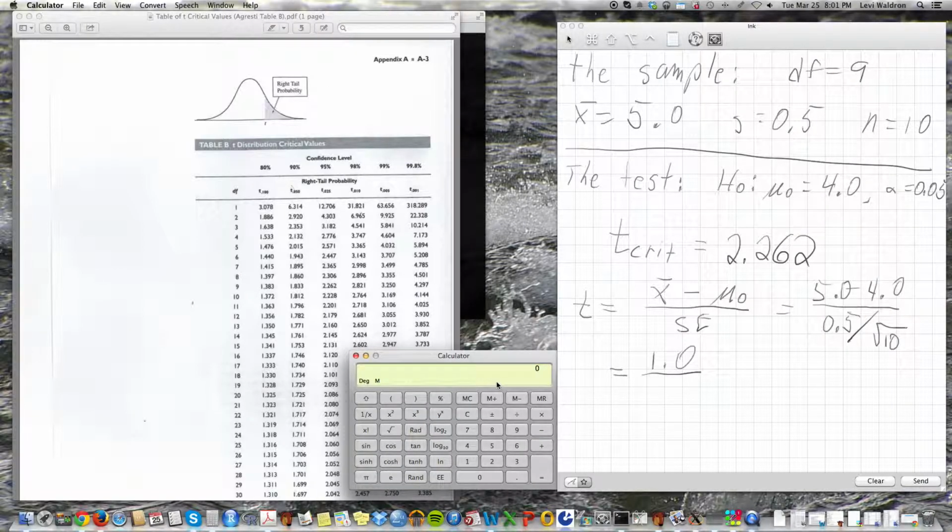I'm going to go 0.5 divided by 10 and hit the square root button. It's 0.158. Okay, I'm just going to go 1 divided by 0.158, 6.32.